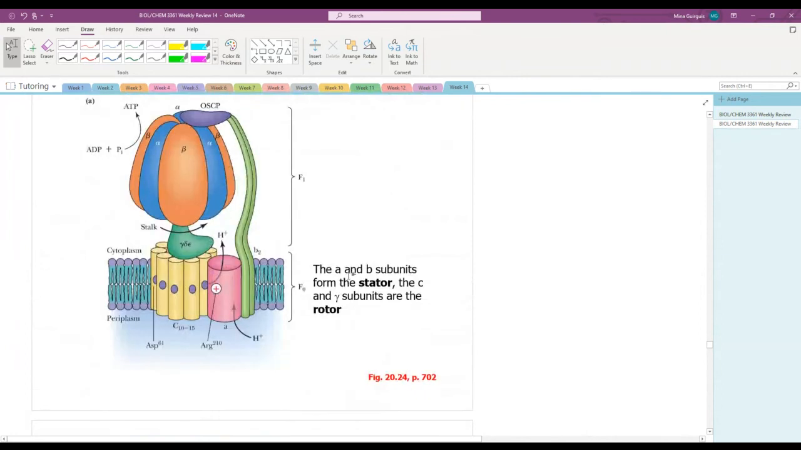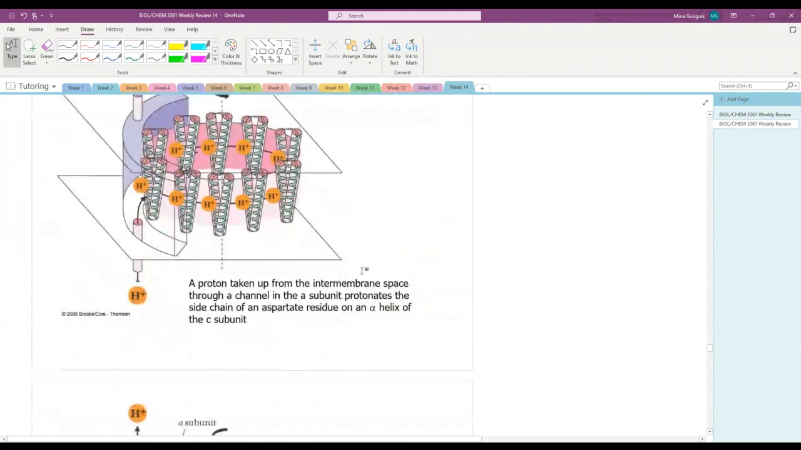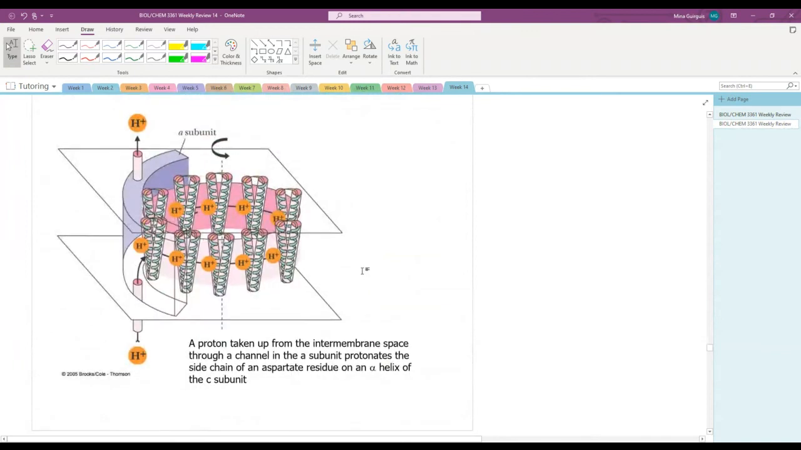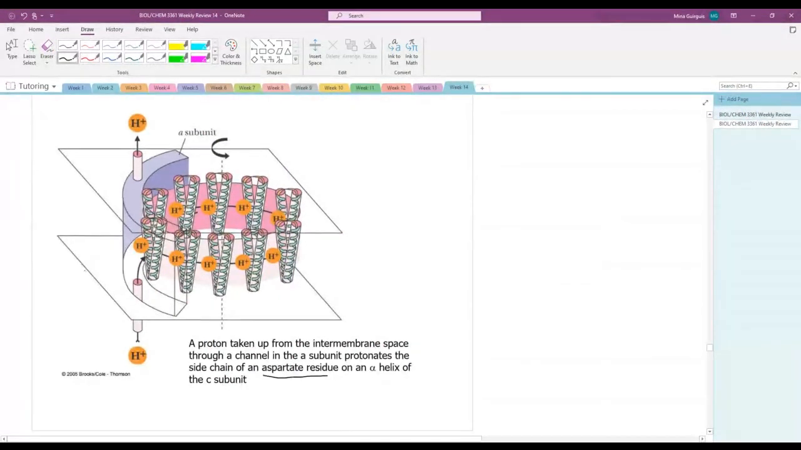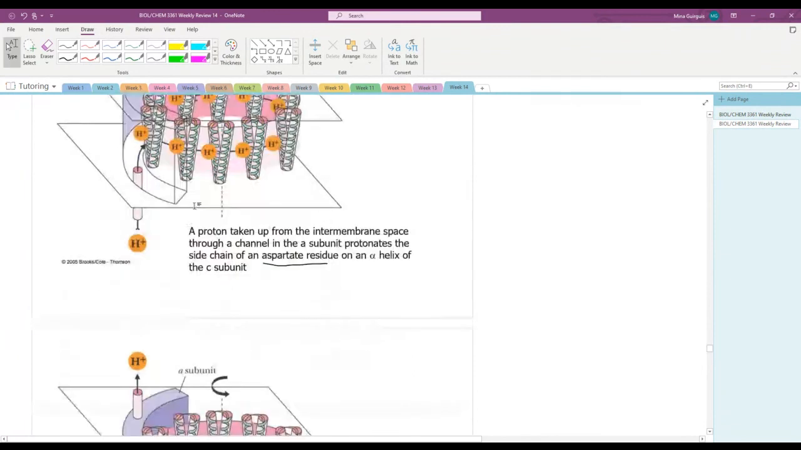Okay? So the A and B are the stator, or they're stationary. The C and gamma are the rotor. They move. Okay? All right. So this is the A subunit. Okay? So protons taken up, well, I should say really this is the F0. But within the A subunit, a proton is taken up from the intermembrane space through this channel. And it's transferred specifically through an aspartate residue. Where is it transferred? To the alpha helix of the C subunit.